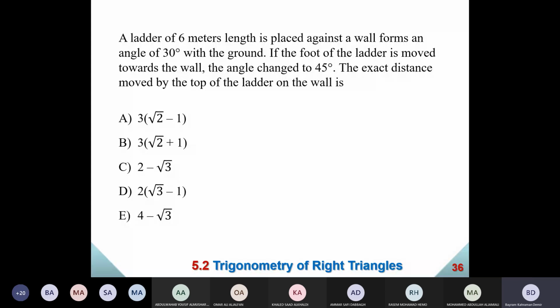Okay, let's see what's happening. Looks like we have ground here, we have wall here, Shabab. Just a simple picture, ground and wall. So looks like we have the ladder. Imagine the ladder is like this, and we have 30 degrees here. And the ladder is 6 meters.